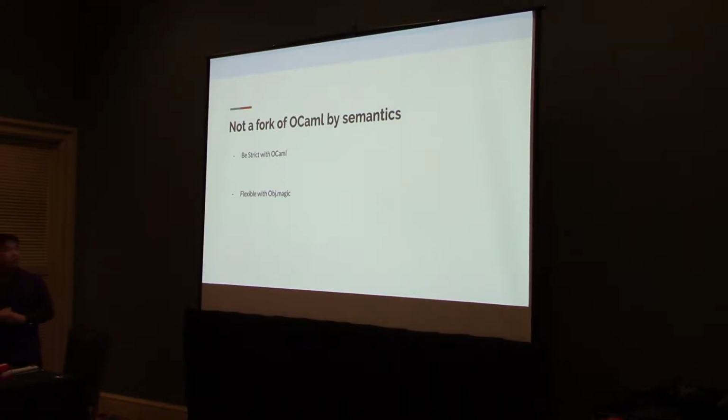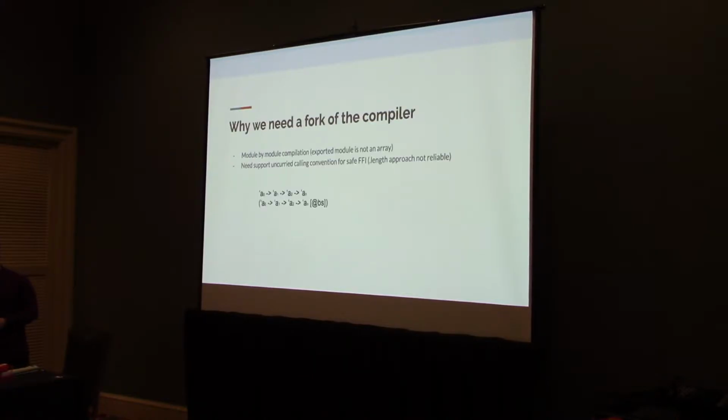One thing to clarify is that BuckleScript is a fork of the OCaml compiler, but it's not a fork of the language semantics. It still follows OCaml, but it's flexible with the Obj module, like Obj.magic and the object size, which are very hard to keep semantics for. But for other parts, it's very strict with the OCaml language.